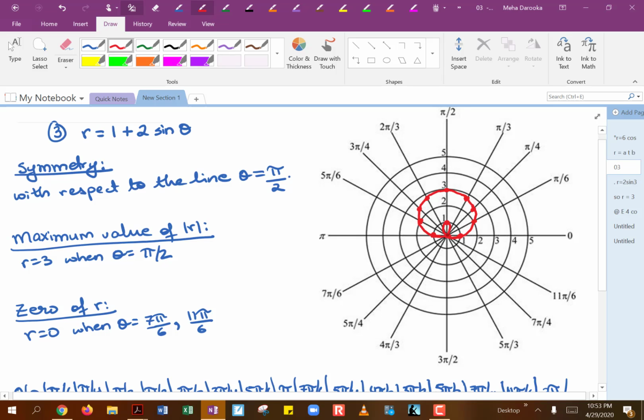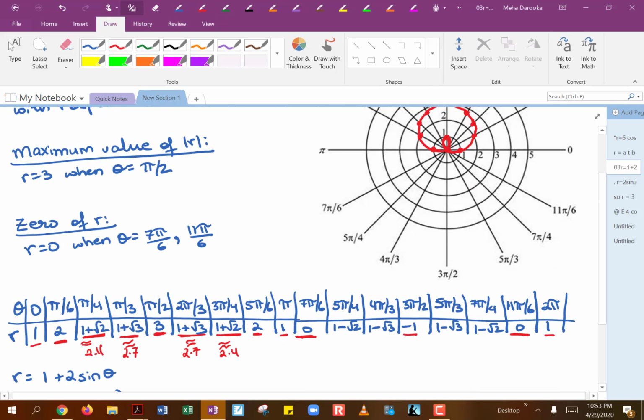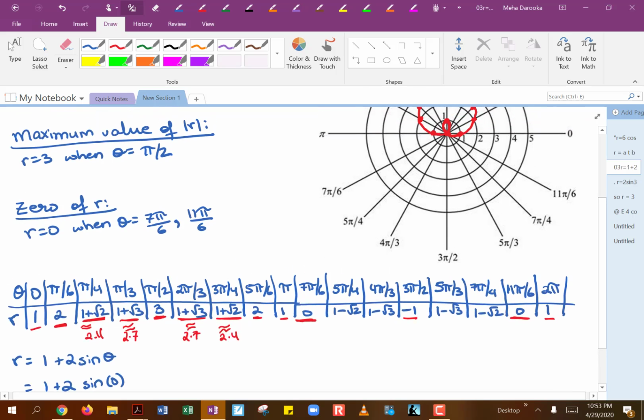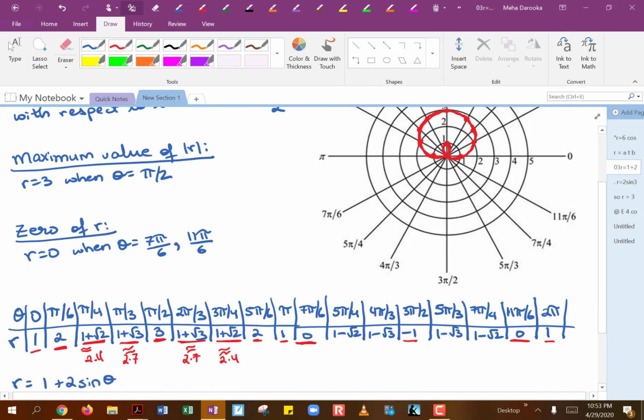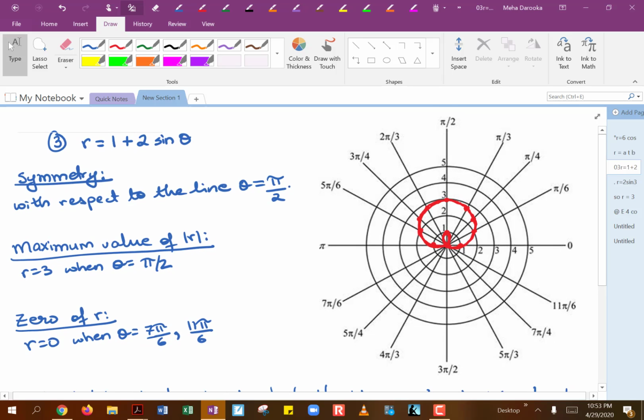And then you would basically be making that little inner loop on the inside. Okay, so just a general shape for our graph over here. And this is a limaçon which has an inner loop.